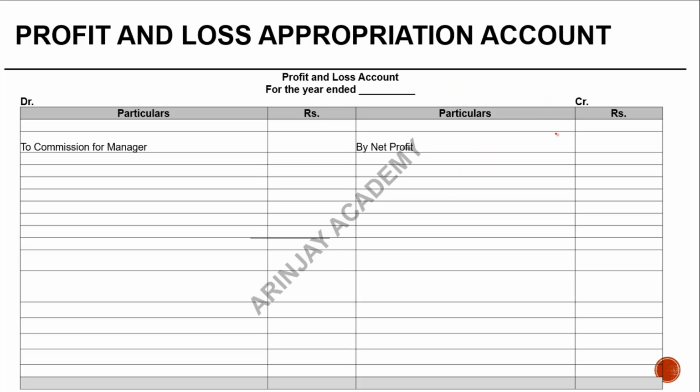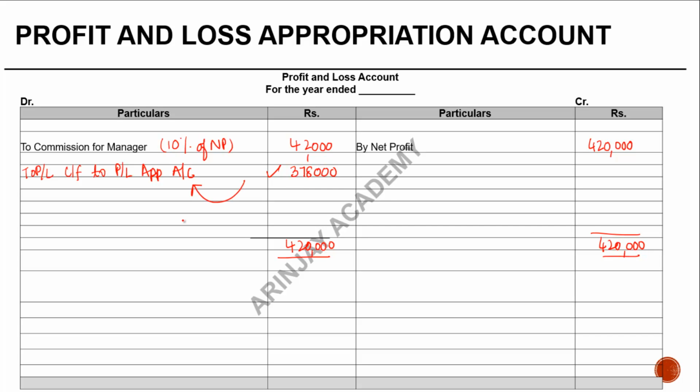So in my profit and loss account, the net profit number was 4,20,000, what we computed above. The commission to the manager was how much? It was 10% of net profit, which is 10% of 4,20,000 or 42,000. So my profit or loss carried forward to P&L appropriation account will be how much? It will be 4,20,000 minus 42,000, or in other words 3,78,000. I will just balance this account, right, and take this amount of 3,78,000 to the profit and loss appropriation account.